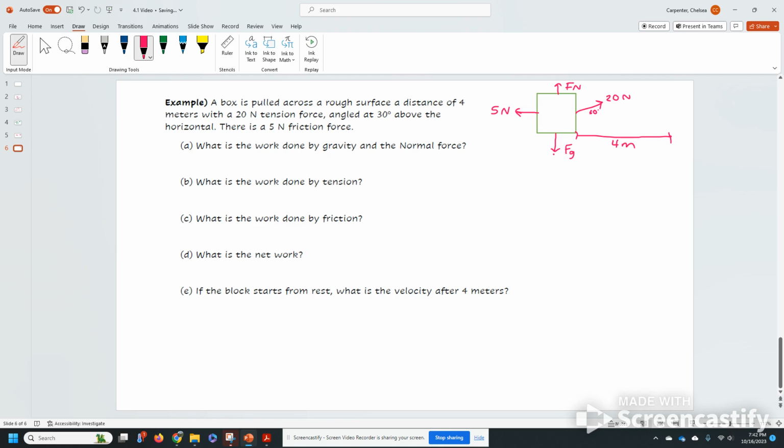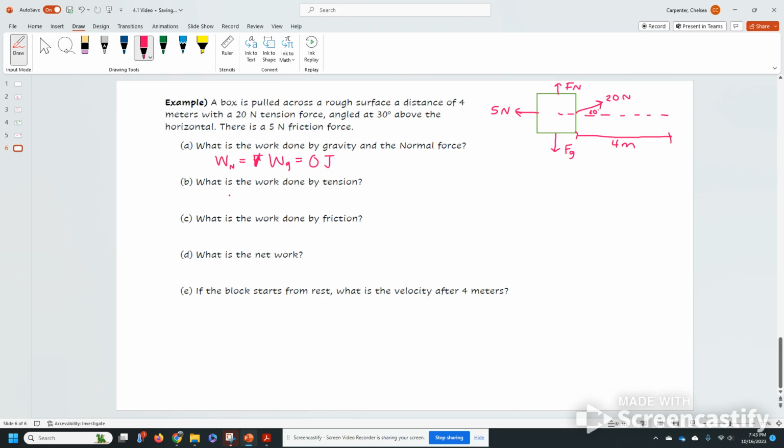So the normal force and the gravity force, we get to ignore for this question because they are perpendicular to the path that we're traveling. We're moving this box to the right. So we're not changing our distance up or down. So force times distance is just going to be something times 0. So work done by the normal force and work done by gravity are both going to be 0 joules. And that's because we're not moving up or down, so those forces are doing no work.